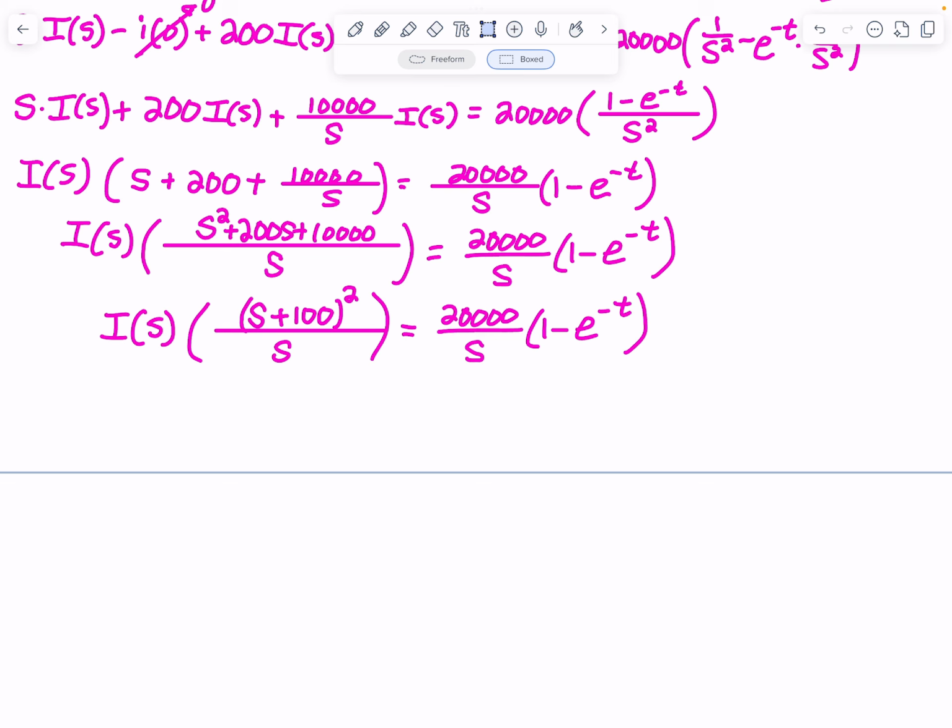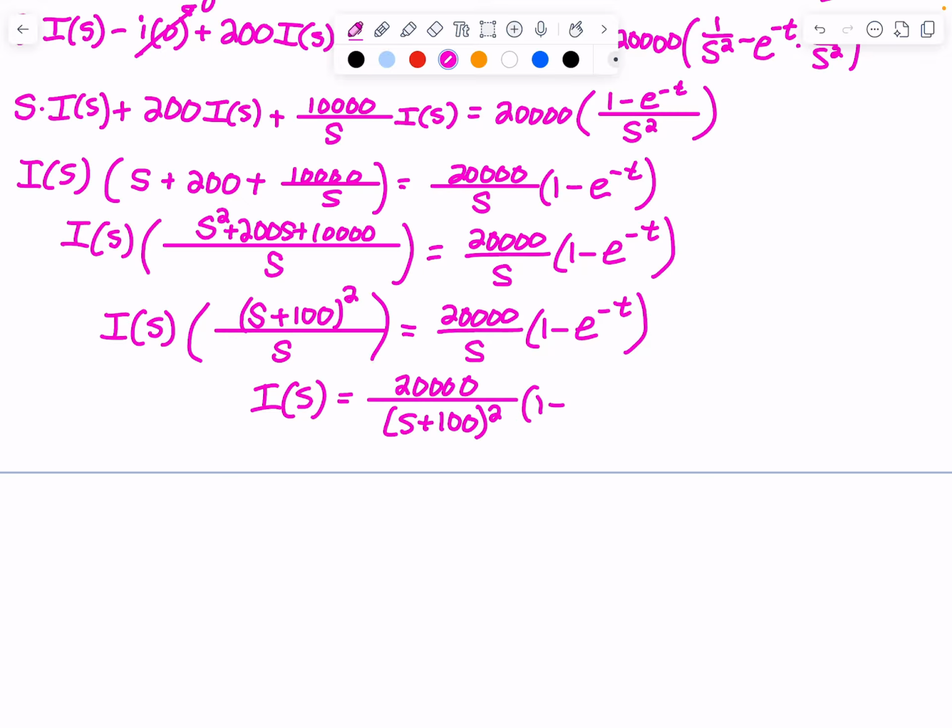Okay. Now I'm going to solve for I of S by just multiplying by the reciprocal. So I of S equals, do you see that the S's are going to cancel? And I'm going to get 20,000 over S plus 100 squared times 1 minus e to the negative t. All right. I'm going to leave the 1 minus e to the negative t alone. And we want to do a fraction decomposition.